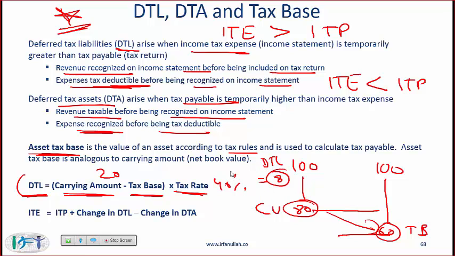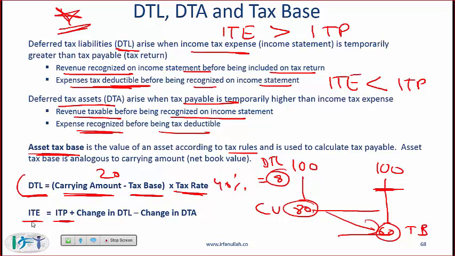So that's the DTL. If the tax base is higher than the carrying value, then you will create a deferred tax asset. What is the link between income tax expense and income tax payable?